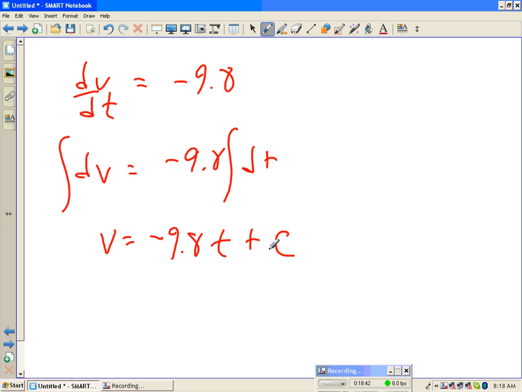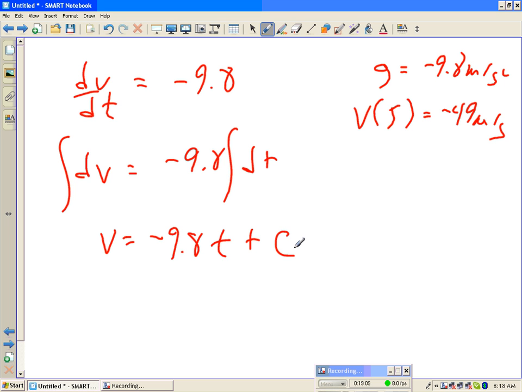Now, what if I gave you some initial conditions like, v of 5 is negative 49 meters per second. I already said g is negative 9.8 meters per second squared, right? So, is that an initial value problem? A differential equation with a point? So we can figure out c? Okay, so what do you plug in? This becomes 5, this becomes negative 49, equals negative 9.8 times 5 plus c. Alrighty, and so how do you get c?